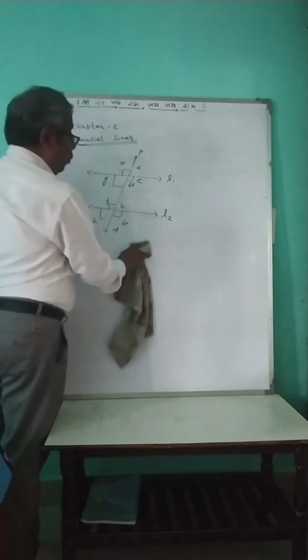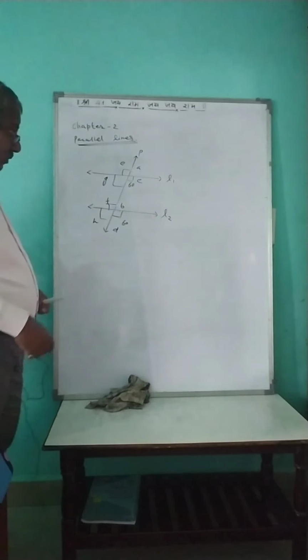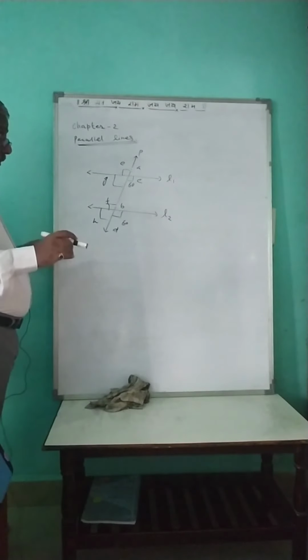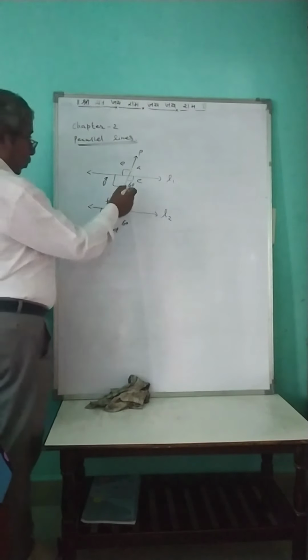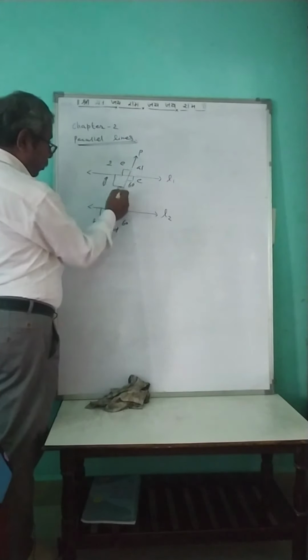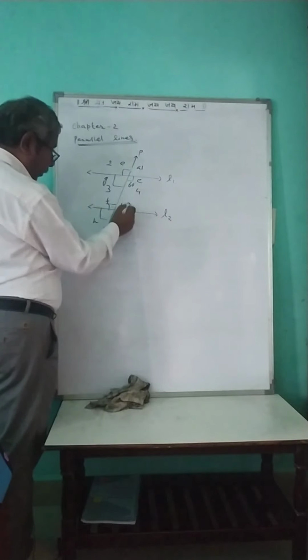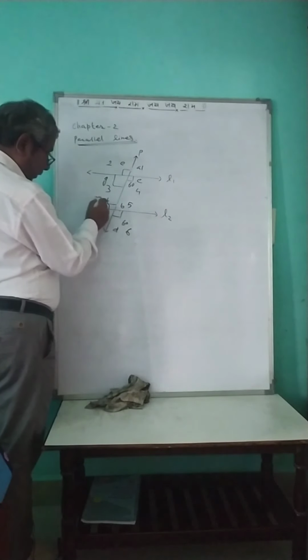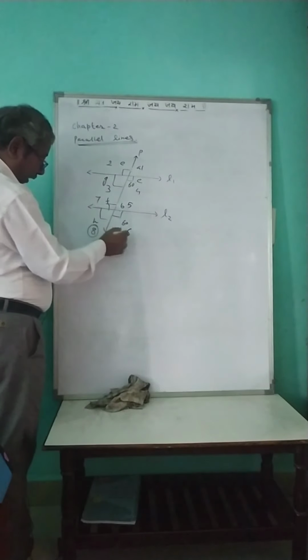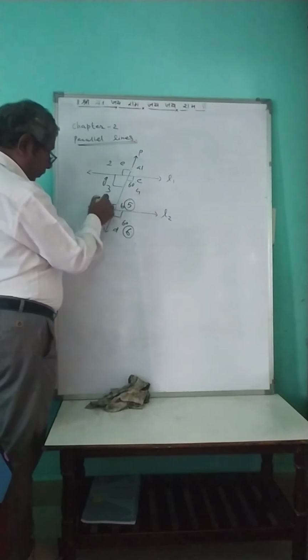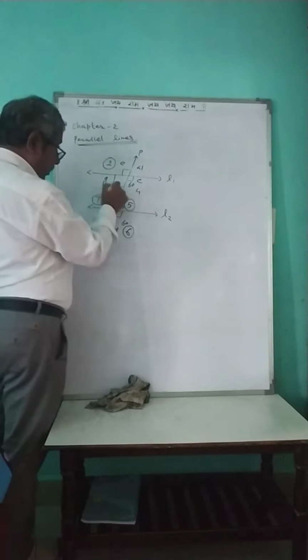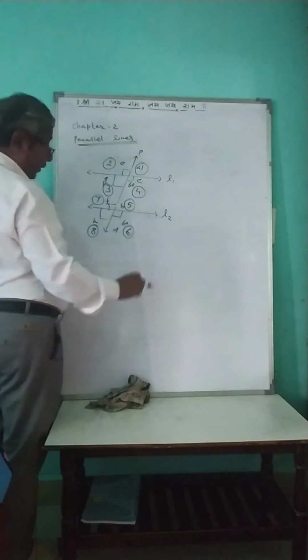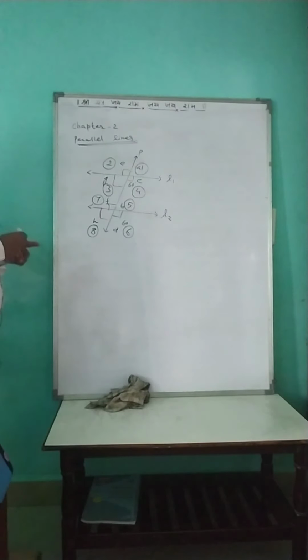If there are two parallel lines and one transversal, then there are a total of 8 angles: 1, 2, 3, 4, 5, 6, 7, 8. So there are a total of 8 angles if there are two parallel lines and one transversal.